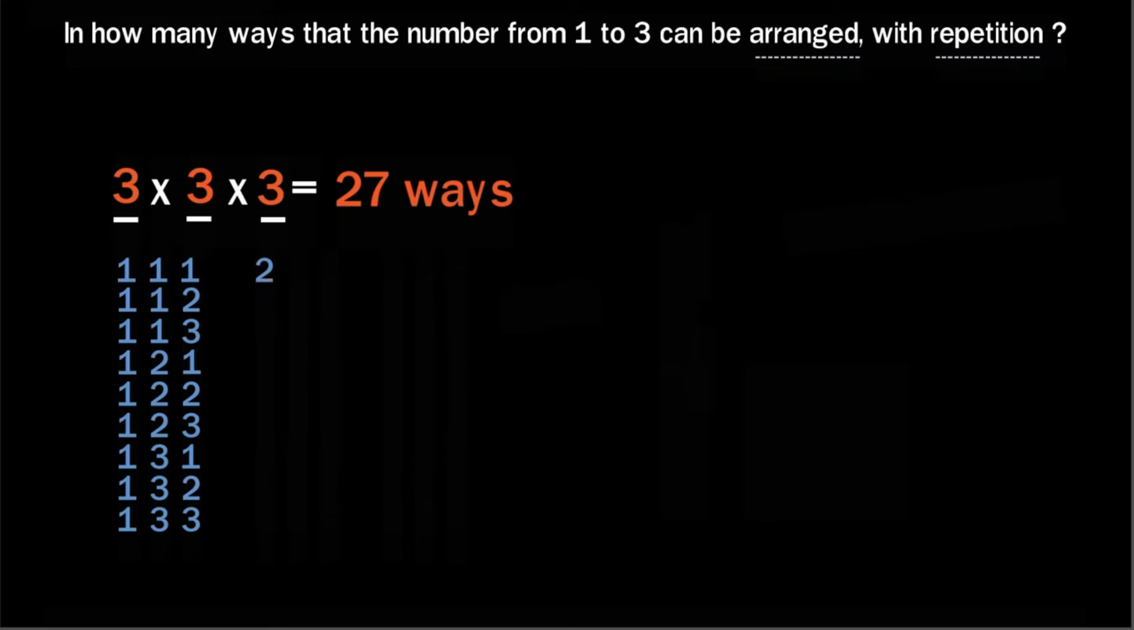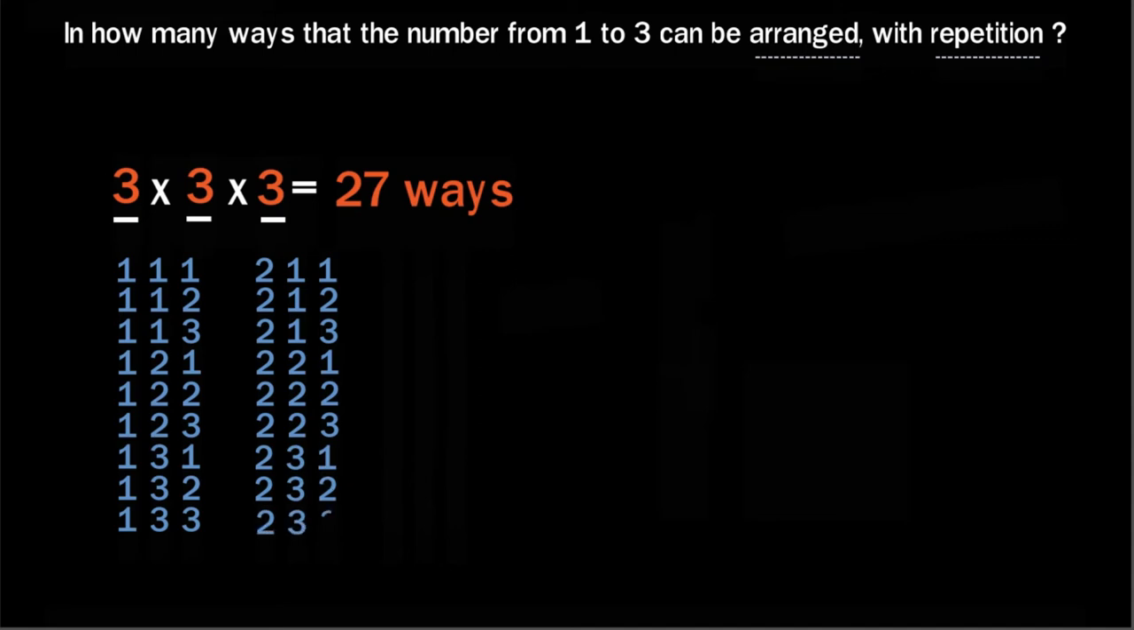So we repeat for 2. 2, 1, 1, 2, 1, 2, 2, 1, 3, 2, 2, 1, 2, 2, 2, 2, 2, 3, 2, 3, 1, 2, 3, 2, 2, 3, 3. So you can notice that only the first digit changes compared to the first outcomes that we have here.